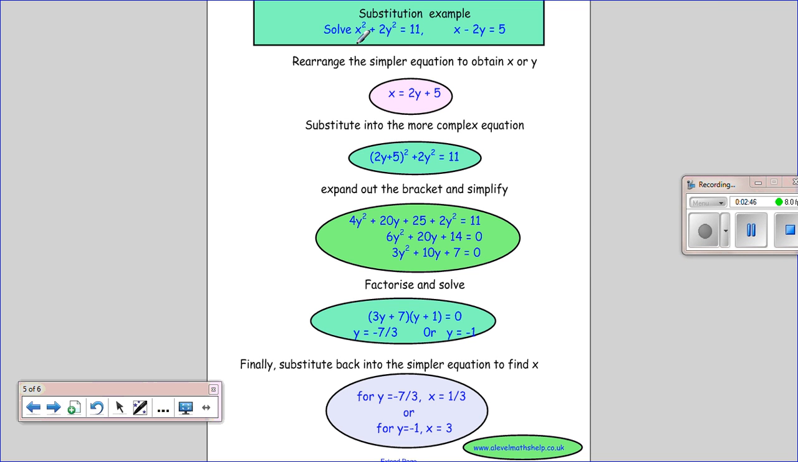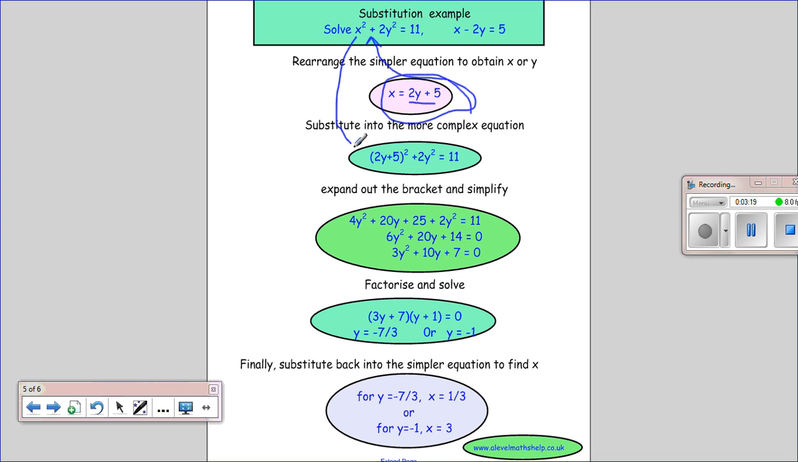Okay, so here we go. We've got these two equations and we want to solve them simultaneously. So the first thing I'm going to do is take my simpler equation and rewrite it so I get x equals something. So I get x equals 2y plus 5, just adding 2y to both sides. I could rearrange to get y equals, but obviously with this equation it's easier to get x. Then once I've got my x equals, I then just put it into the other equation. So where I see x, I write 2y plus 5.